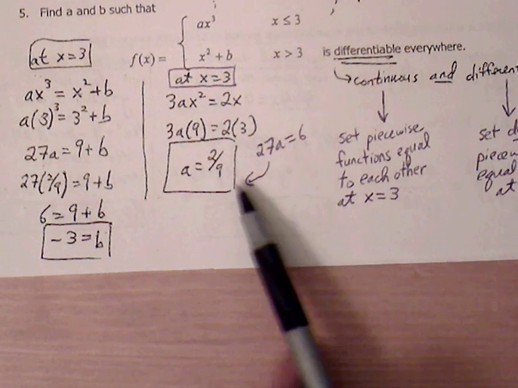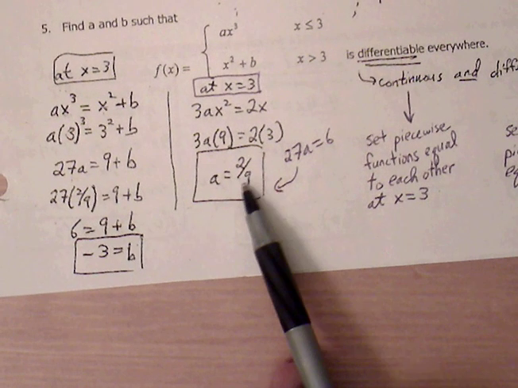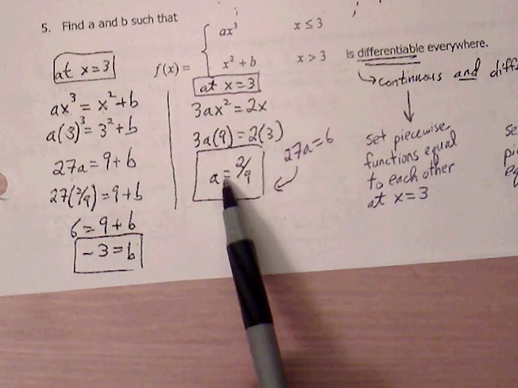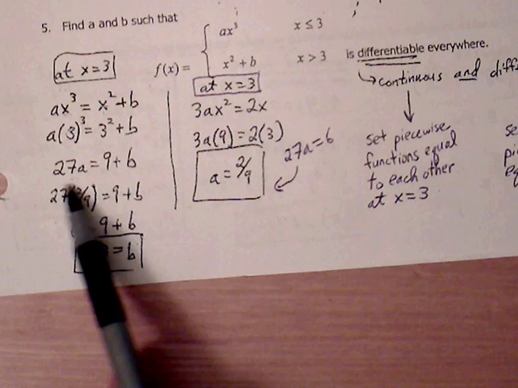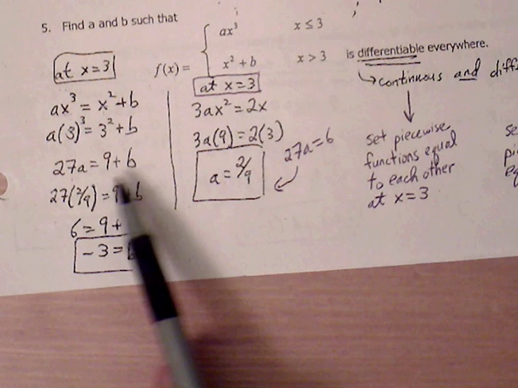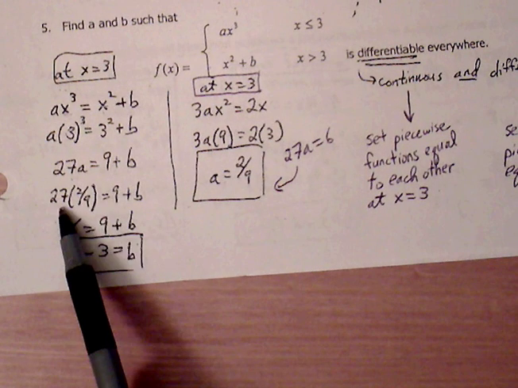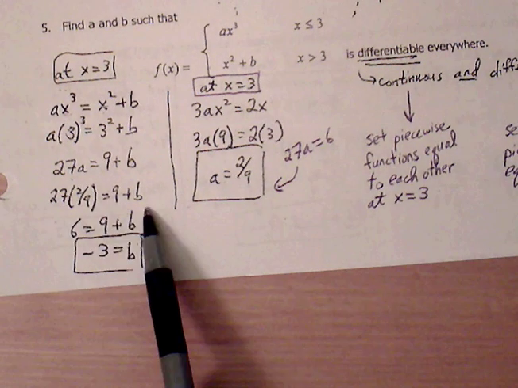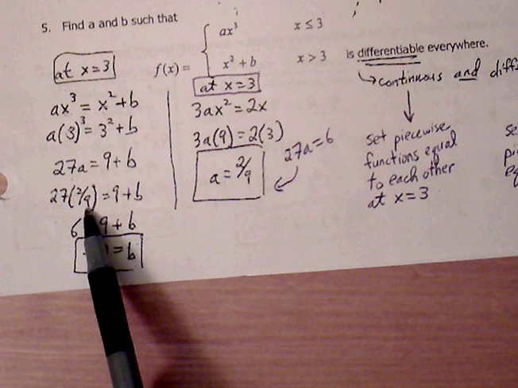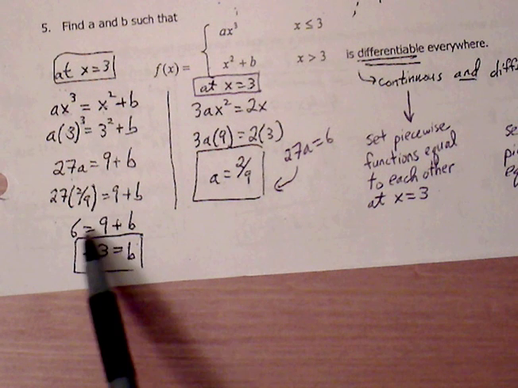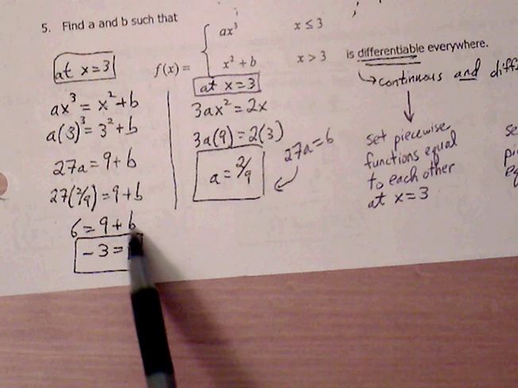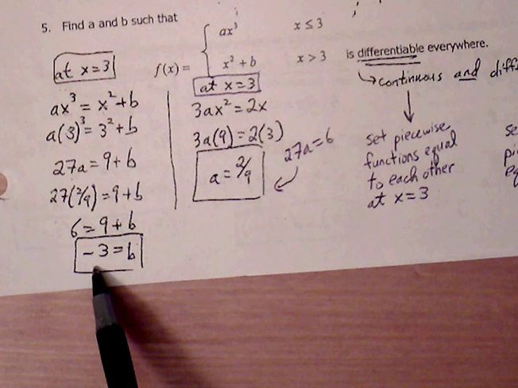So now I have a solved. Now I can plug this into the first equation I found. So plug 2/9 in for a. So 27 times 2/9 is equal to 9 plus b. 27 divided by 9 is 3. 3 times 2 is 6. 6 equals 9 plus b. So if we solve for b, b will just be 6 minus 9, which is -3.